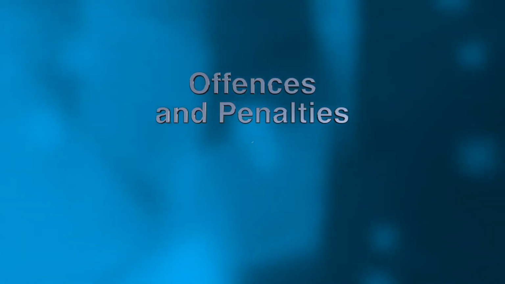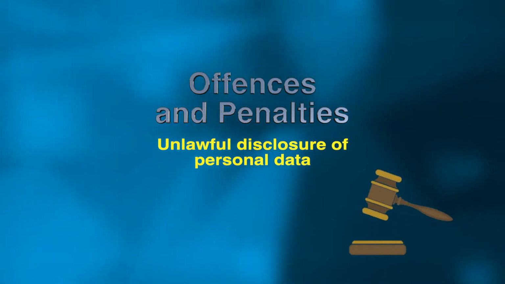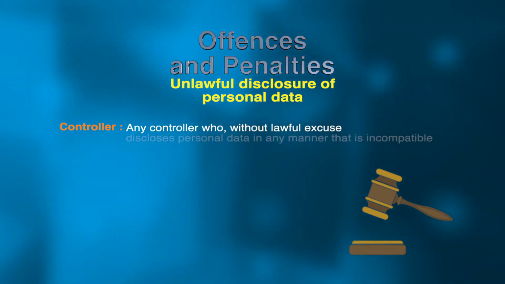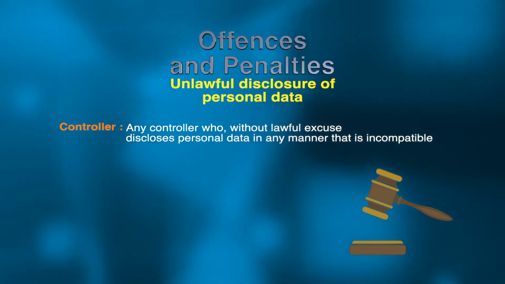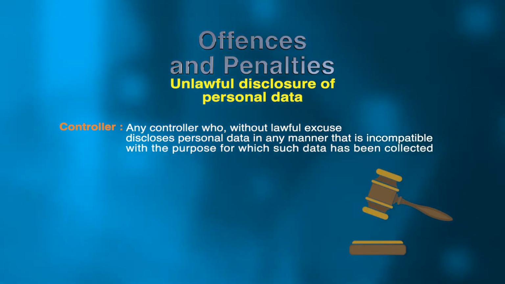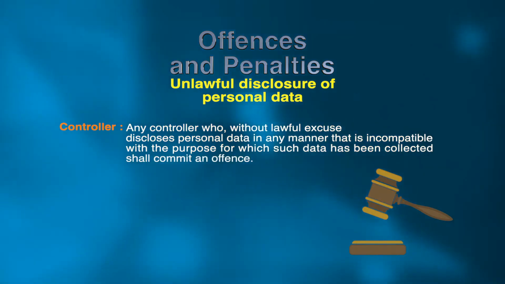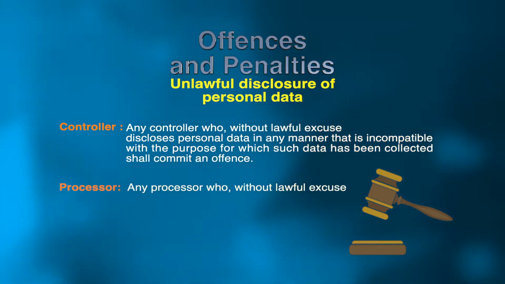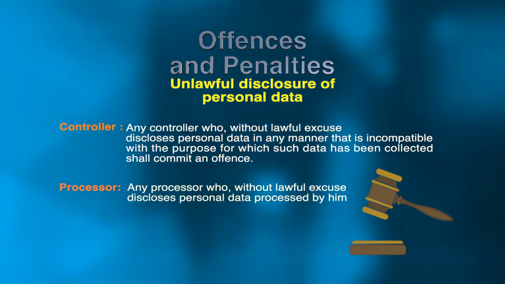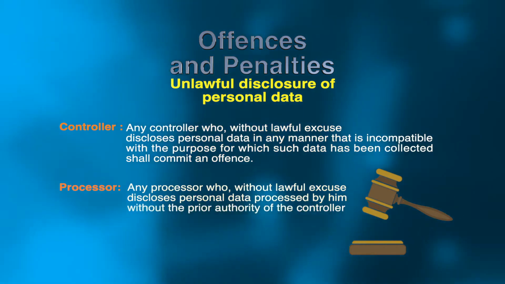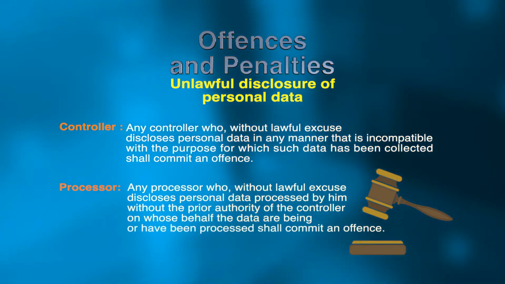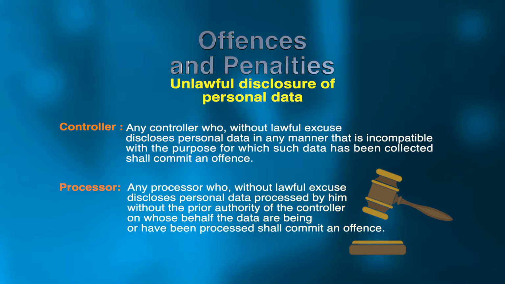Offences and penalties. Unlawful disclosure of personal data. A controller who, without lawful excuse, discloses personal data in any manner that is incompatible with the purpose for which such data has been collected shall commit an offence. Any processor who, without lawful excuse, discloses personal data processed by him without the prior authority of the controller on whose behalf the data are being or have been processed shall commit an offence.